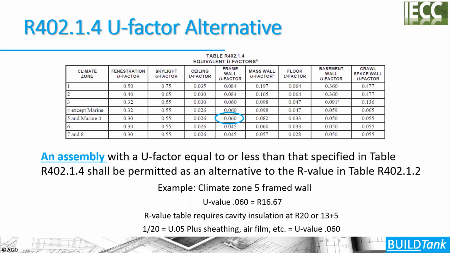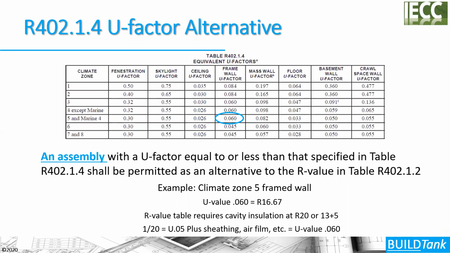So the reality is that the assembly R value and the cavity R value are trying to do exactly the same thing, and that's what I'm trying to demonstrate here, that they mean the same thing. They've just been created for different purposes. The R value table is for that prescriptive R value that needs to go in the cavity. The U value is really giving us the ability to use computer software modeling here.